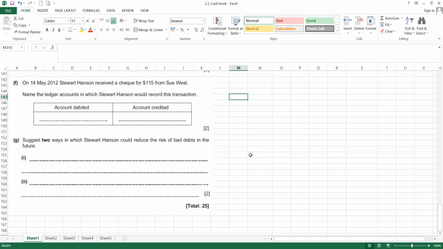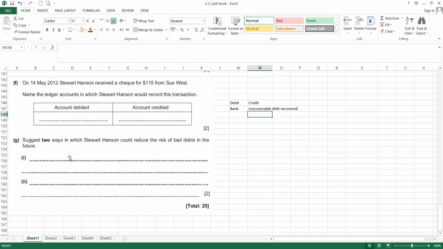So the double entry to put in: because we received the check, we will debit the bank, and then the account to be credited. So this is a debit, this is a credit. The account to be credited is irrecoverable debt recovered. So that is the double entry to put in when you have bad debt recovered or irrecoverable debt recovered.